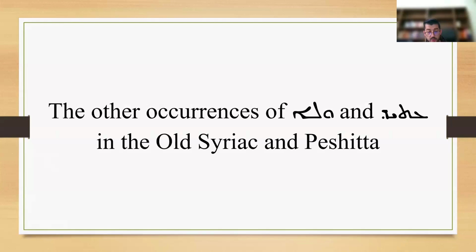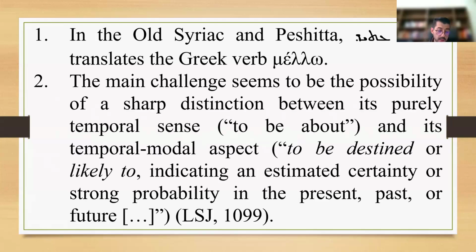Trying to create a sort of bridge with the first part of my work, I will reuse as far as possible the previous categories. In the Old Syriac and Peshitta, Atid often translates the Greek verb Mello. Indeed, this is not surprising. At times, the meaning of the verbs Atid and Mello is quite similar. This phenomenon, however, does not facilitate our research, since the semantic field of Mello is not always easy to explore.